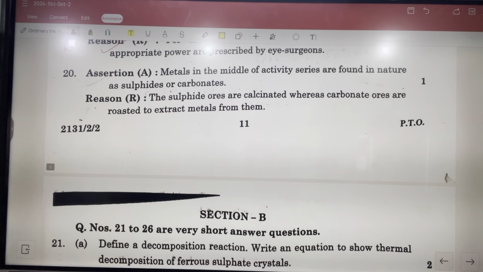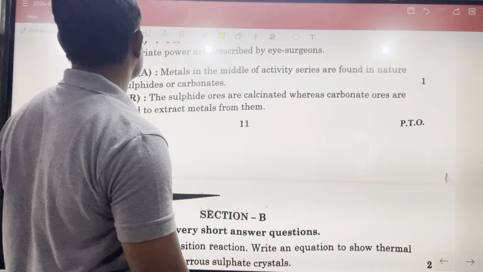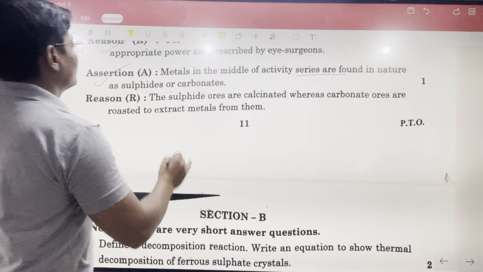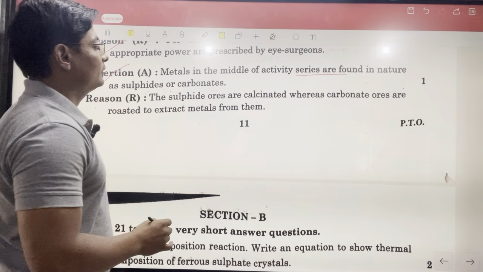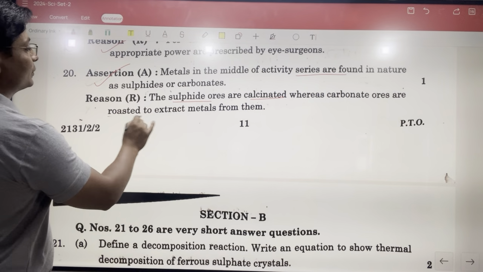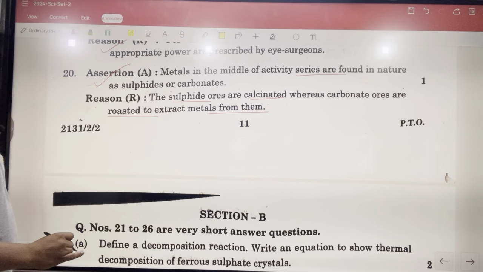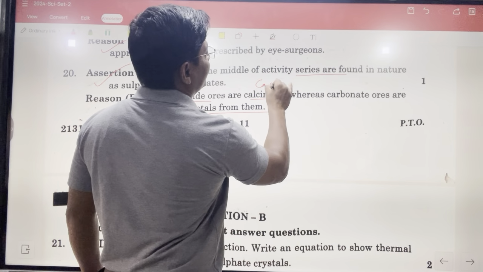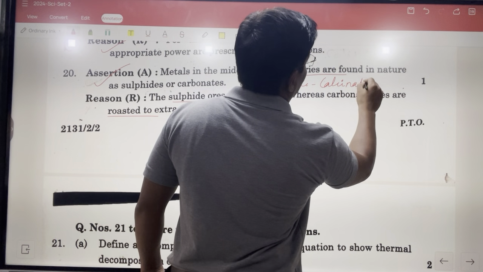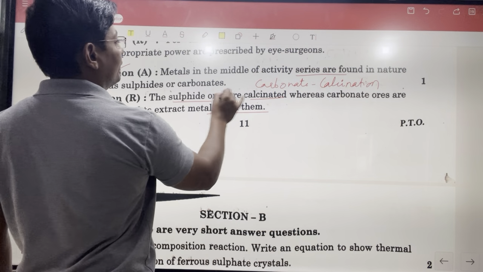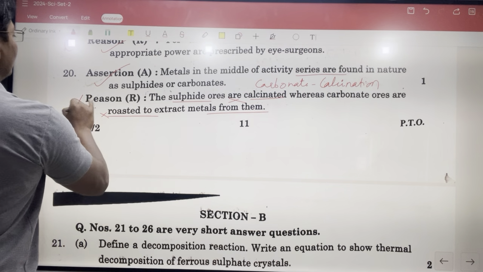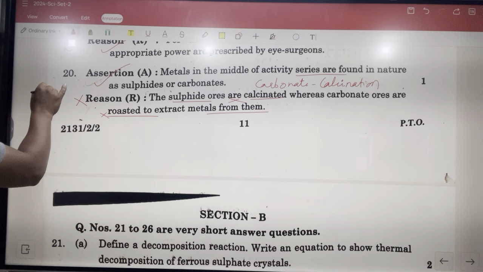Fine. Then finally, the 20th question is, metals in the middle of the activity series are found in nature as sulfides and carbonates. Okay, so which is correct? In the middle of the series, they are either sulfides or carbonates. Then the reason is, sulfide ores are calcinated, whereas carbonate ores are roasted to extract metals from them. Which is incorrect. Why? Because when you hear the word carbonate, think calcination. So they have given it reverse. Sulfide cannot be calcinated and carbonates are not roasted, which is the opposite. Therefore this is wrong. So A is correct and R is wrong, which I think is option C.